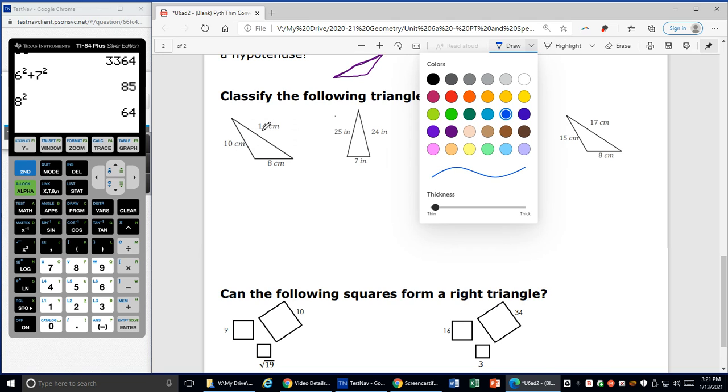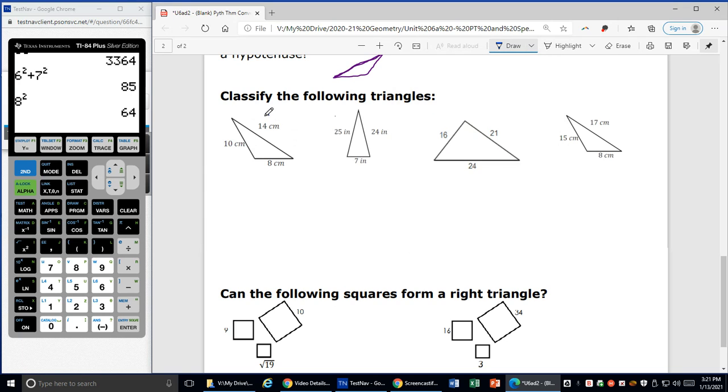When I look at this one and I pretend it's right, c would have to be the 14. So we're going to put that in for my c because it's the biggest number. 10 and 8 are both smaller. So if this was a right triangle, it doesn't look like it is, but if it is, c would be my hypotenuse. So I'm going to test 10 squared plus 8 squared, and I'm going to say, does that equal 14 squared?